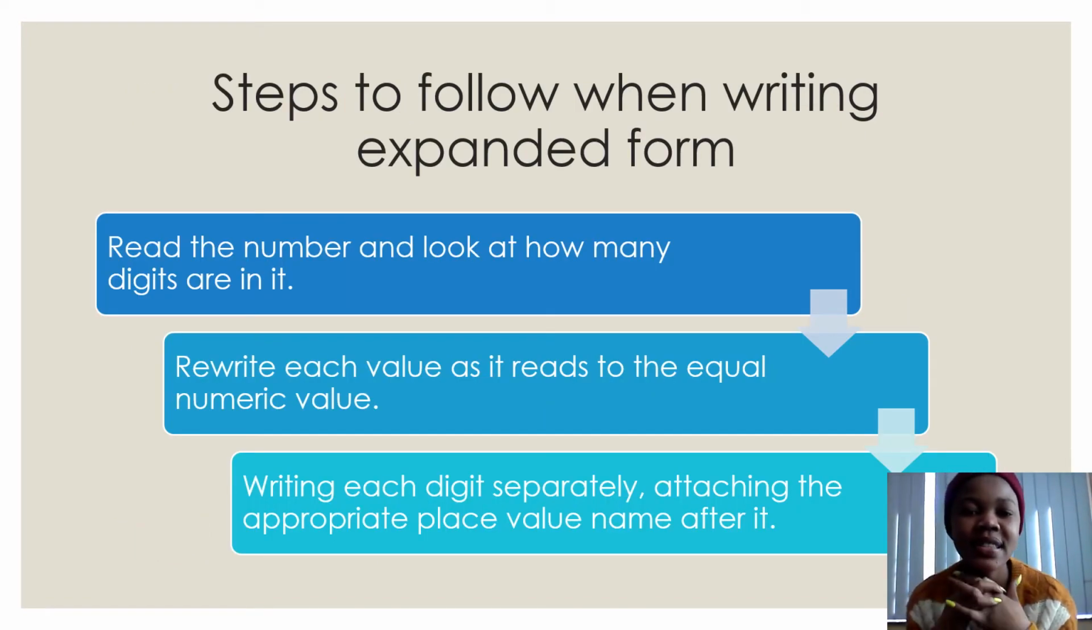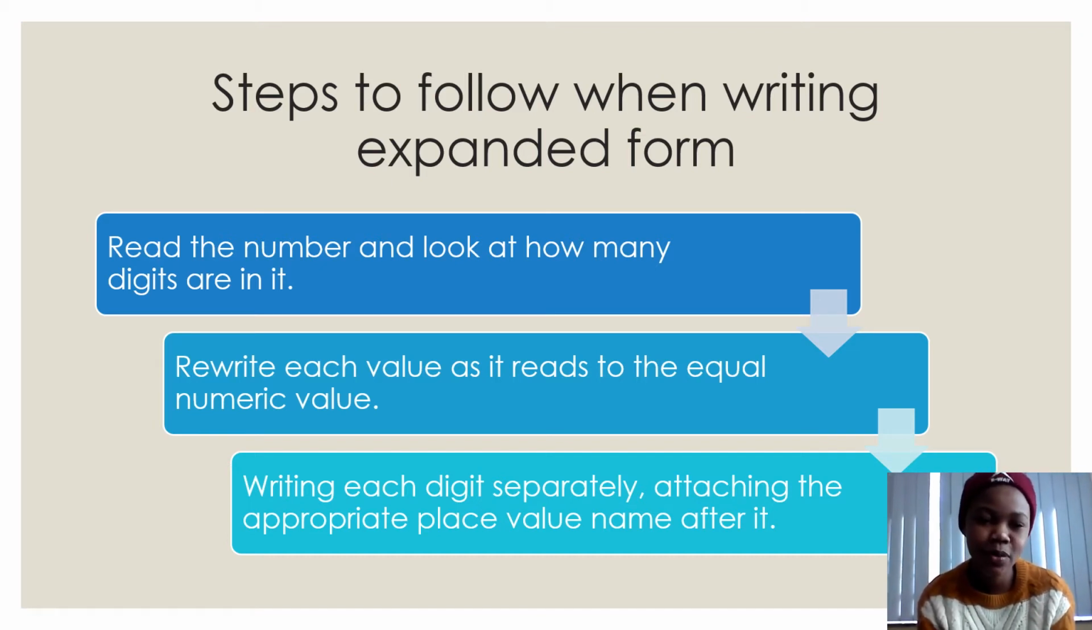There are some steps that you need to follow when you are writing expanded form. First step, you're supposed to read the number and look at how many digits are in it. The second step, you rewrite each value as it is read, in its equal numeric value. Then the last step, you write each digit separately, attaching the appropriate place value name after it.